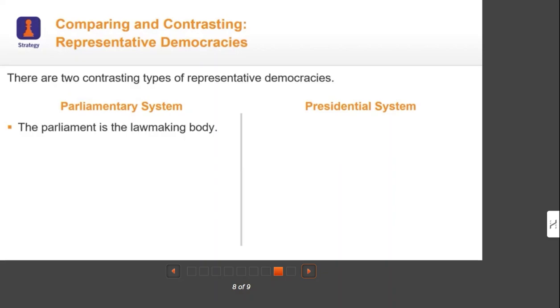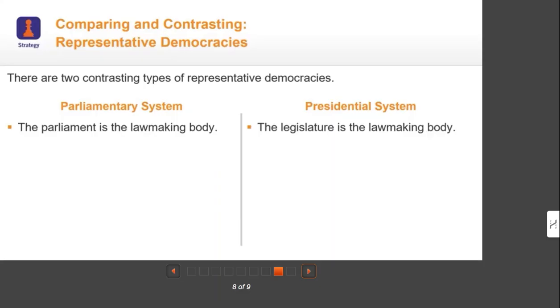In a presidential system, the legislature is the lawmaking body. It, too, consists of members elected by the public to serve as representatives, the U.S. Congress. Both the House of Representatives and the Senate make up our legislature.